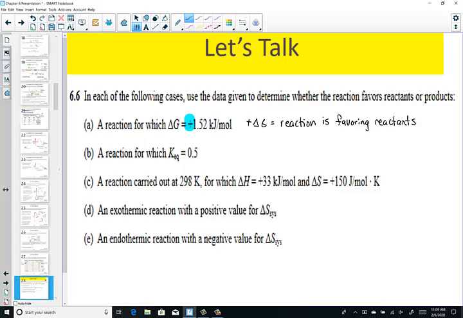Letter B, a reaction for which the equilibrium constant is 0.5. That's a pretty tiny number, isn't it? So if it's smaller than 1, think about the ratio of products over reactants, and we come up with a 0.5 value. Remember, the larger and larger the number is, the more it favors the products. And the smaller and smaller the number, the more it favors the reactants.